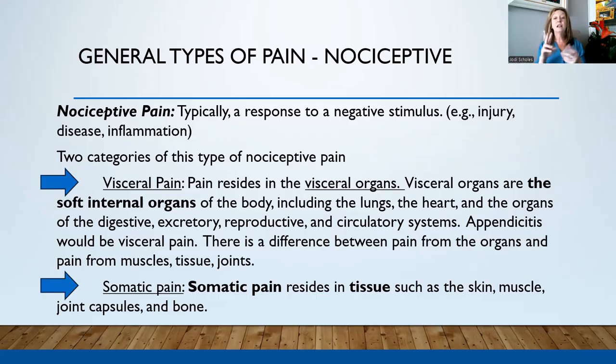Nociceptive pain has two different types, visceral, and that affects your visceral organs. You will want to know that word, visceral. Visceral pain affects the visceral organs. So any of the soft organs of the body, the lungs, the heart, the stomach, the kidneys, the appendix, the bladder, any of those. Okay, so organs of the body.